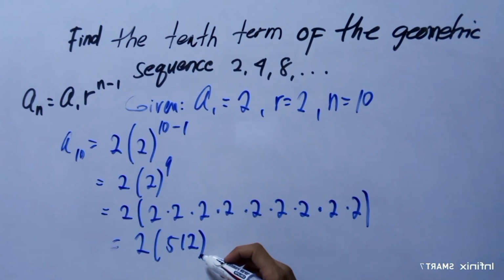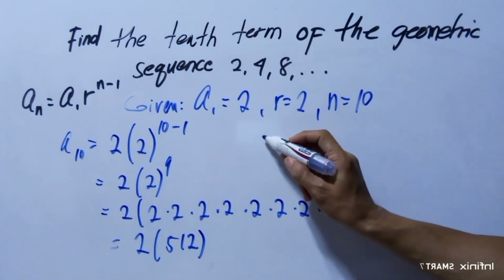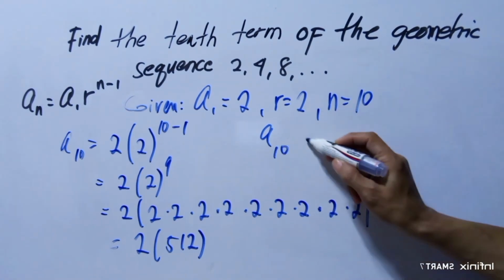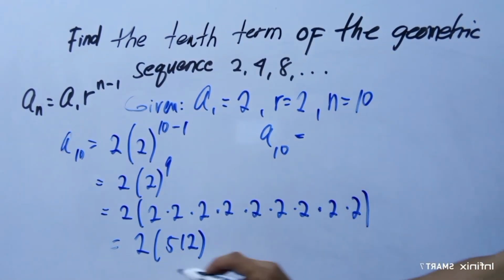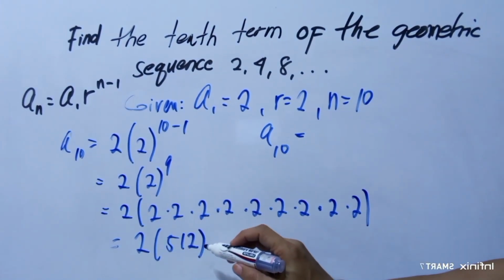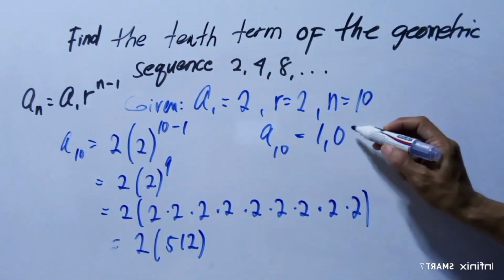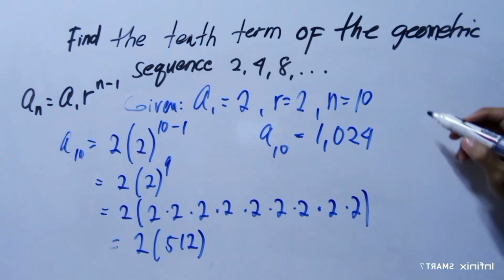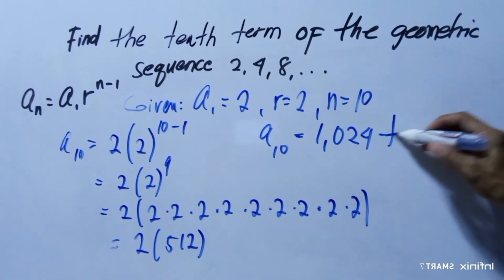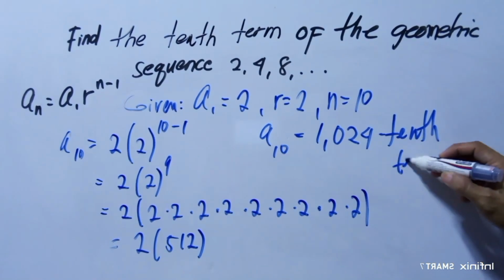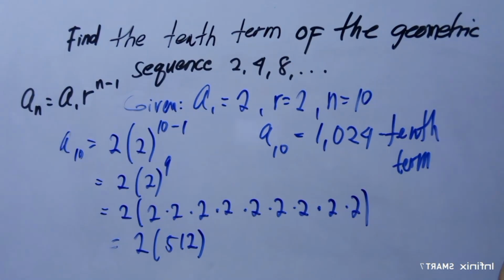Okay? Kita pa. So dito na lang ha, sa taas ha. Baka hindi na makita sa baba. So a sub 10 is equal to, multiply natin yan, 2 times 512, that is equal to 1,024. So this is the 10th term. Baba ko na lang. Okay, so this is your final answer.